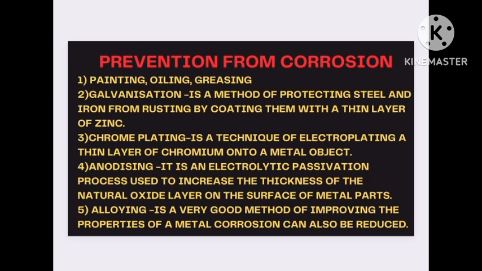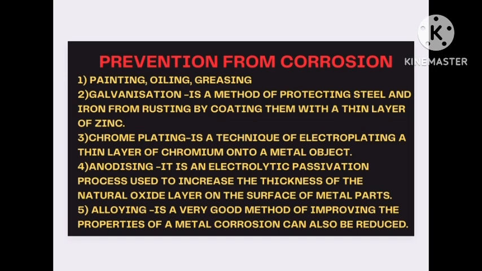Corrosion is a very serious problem because it damages the upper layer of metals, and every year a large amount of money needs to be spent to maintain these metals, their strength as well as shine. So to avoid this problem of corrosion, we can adopt some preventive measures. First one is painting, oiling or greasing the top surface of metals to prevent their contact with air and moisture. Second method we can use is galvanization.